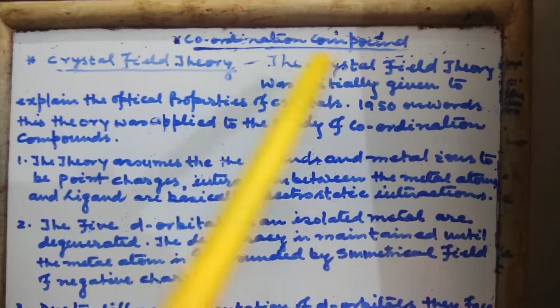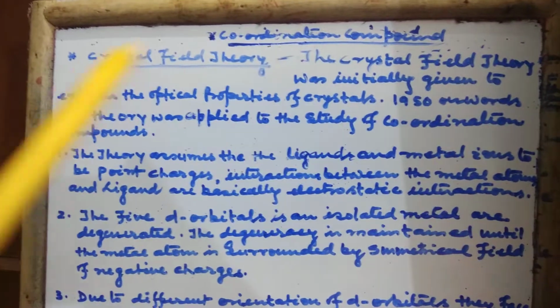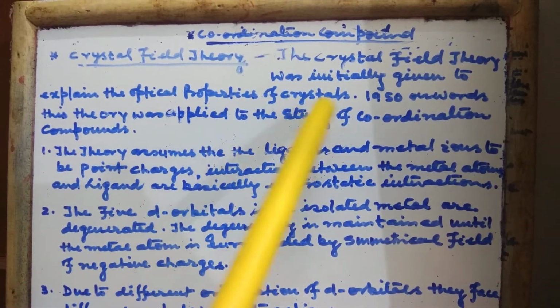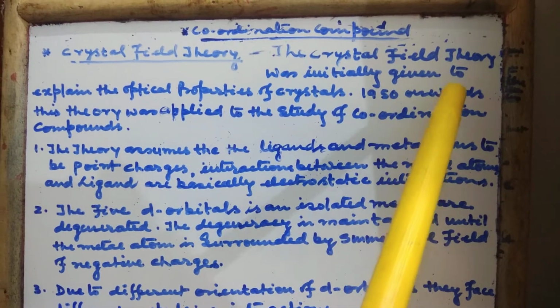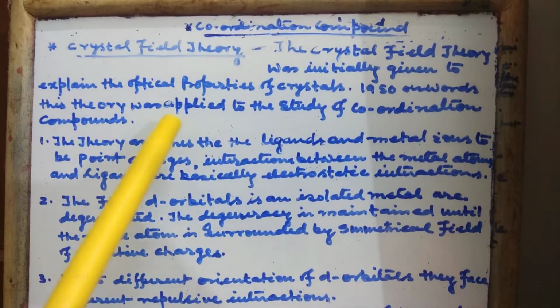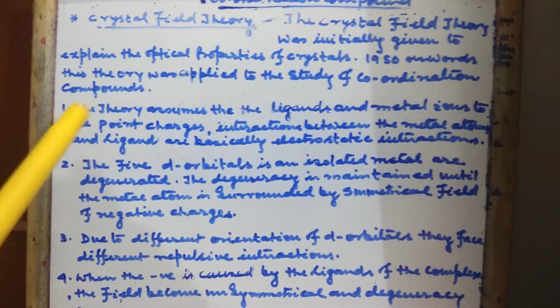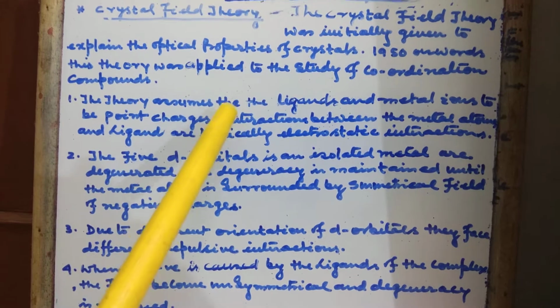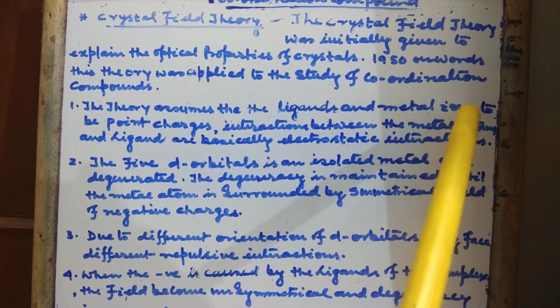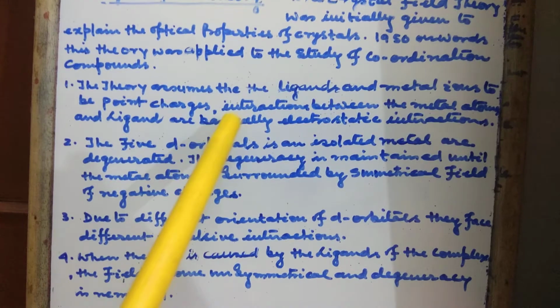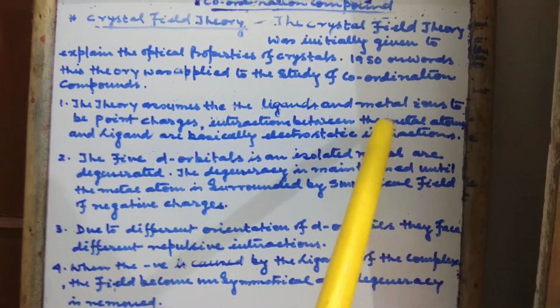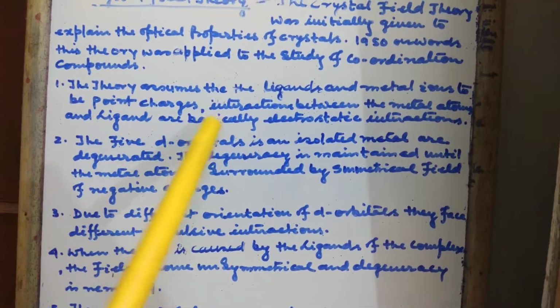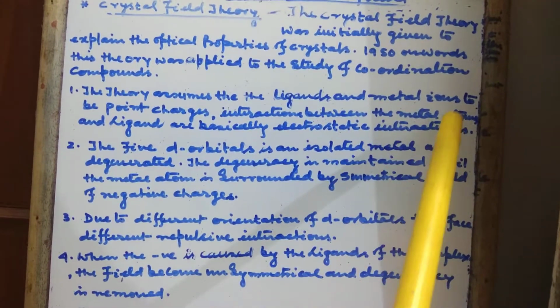Now we will start crystal field theory. The crystal field theory was initially given to explain the optical properties of crystals. In 1950 onwards, this theory was applied to the study of coordination compounds. First, the theory assumes the ligands and metal ions to be point charges. Interaction between the metal atom and ligands are basically electrostatic interaction.